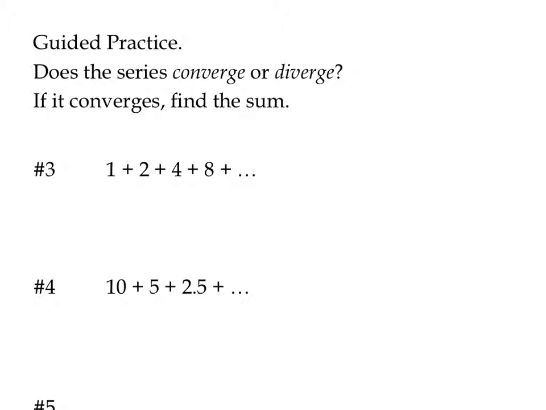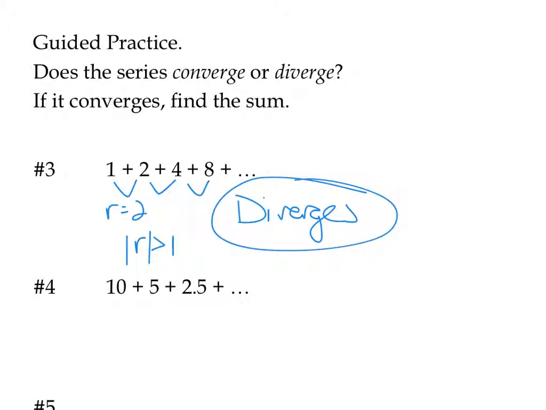The first thing we have to do is figure out if these converge or diverge. If they diverge, we can't find the sum. If it converges, we can. And if it does, then we're going to find the sum for those. So this first example, our common ratio here is 2. R equals 2. So this diverges because the common ratio is bigger than 1. The absolute value of R is bigger than 1. So it diverges, and there's no sum.